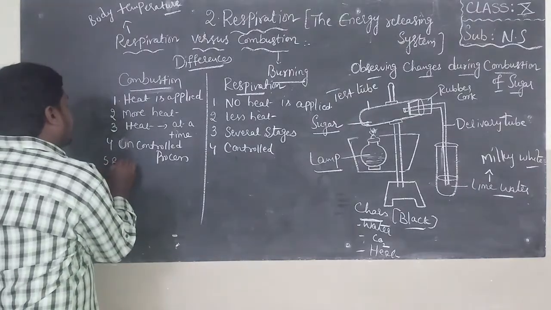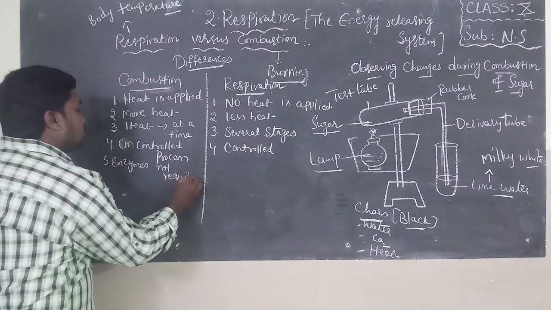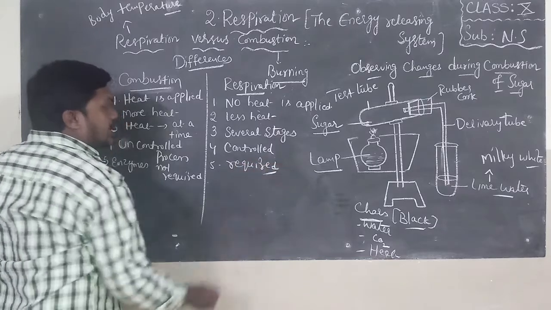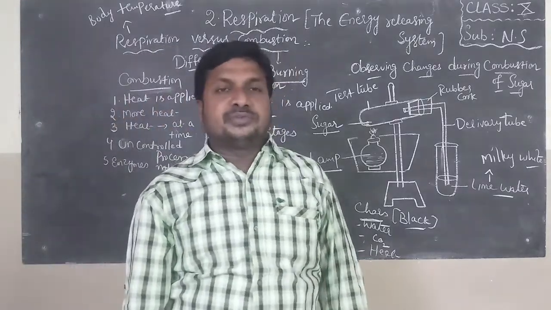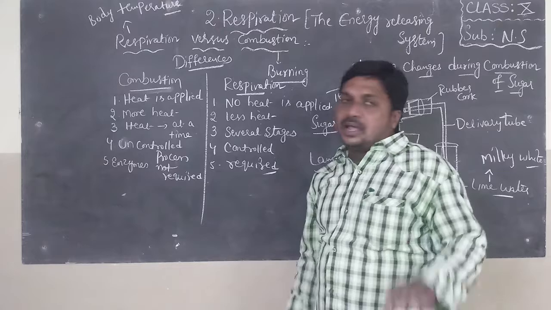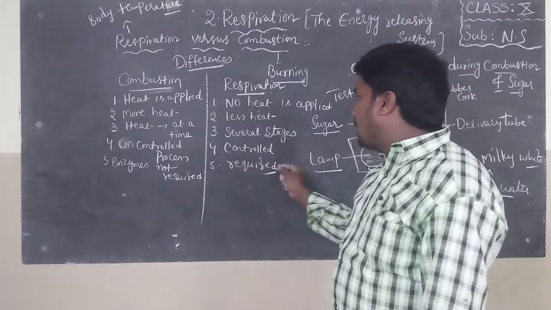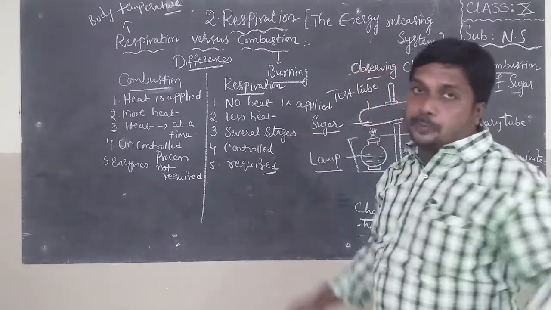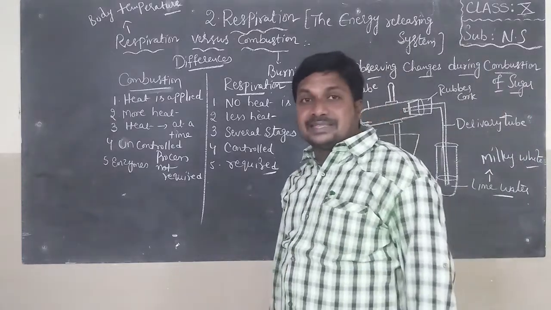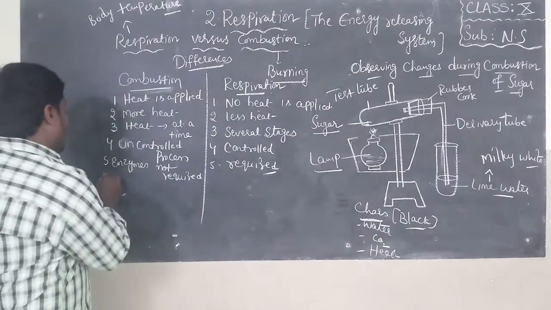Here, enzymes are not required. For respiration, enzymes are required. What are enzymes? Already we learnt in the first lesson: enzymes are chemical substances which are helpful for digestion of food. For burning material, enzymes are not required. For respiration, food will be digested with the help of enzymes. If you want to perform respiration, the food must be digested with the help of enzymes. So enzymes are required for respiration.